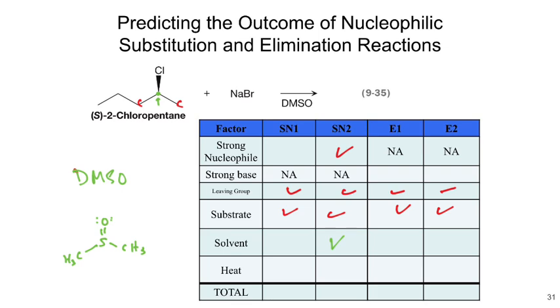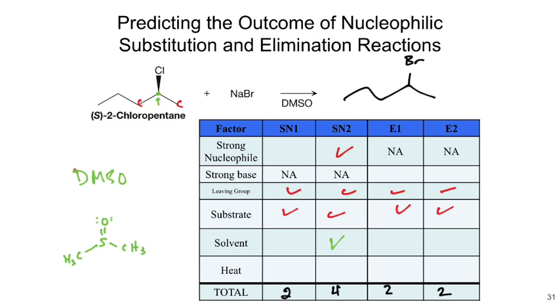I could then go through and look at my totals. I've got 2, 4, 2, and 2. What mechanism do I think I'm going to run? SN2. And if I run an SN2 reaction, what would I expect my product to look like then? I would expect the substitution where the bromine goes. So substitution, S, helps us with that. The bromine has to substitute for the chlorine.